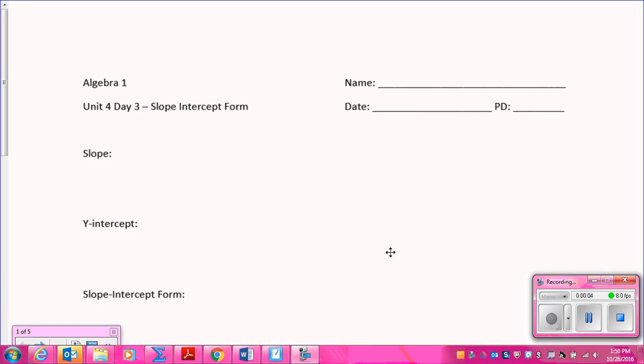Hi everybody. Okay, so today we're going to be talking about slope-intercept form. And yeah, let's just go ahead and get into it.